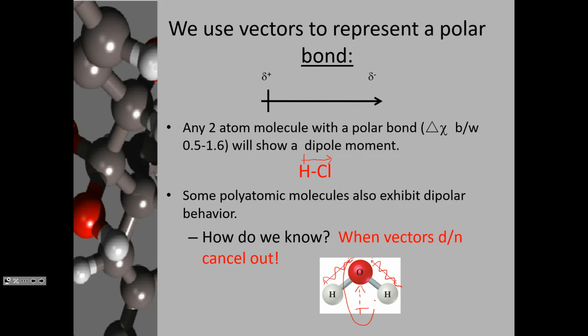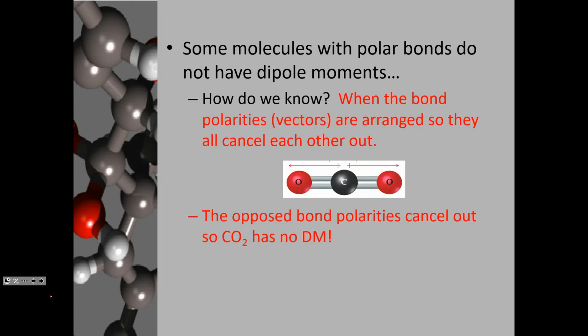So you would kind of pretend those are not there anymore because you average them, and this is your average. There is not another vector that will be canceling it out. So the water molecule will also have a dipole moment.